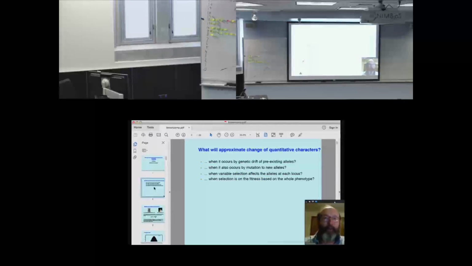Now, what we have to start out with is a model that we can use, a statistical, probabilistic model that we can use to model changes of multiple quantitative characters in populations. And that means we're going to have to incorporate phenomena like genetic drift of alleles, also mutation bringing new alleles into the population, and varying natural selection, which will cause the different populations to move in different directions and individual populations to wander back and forth.